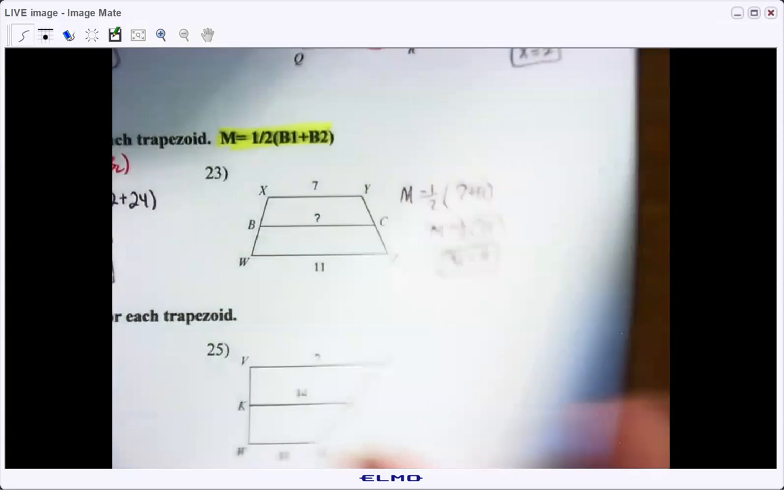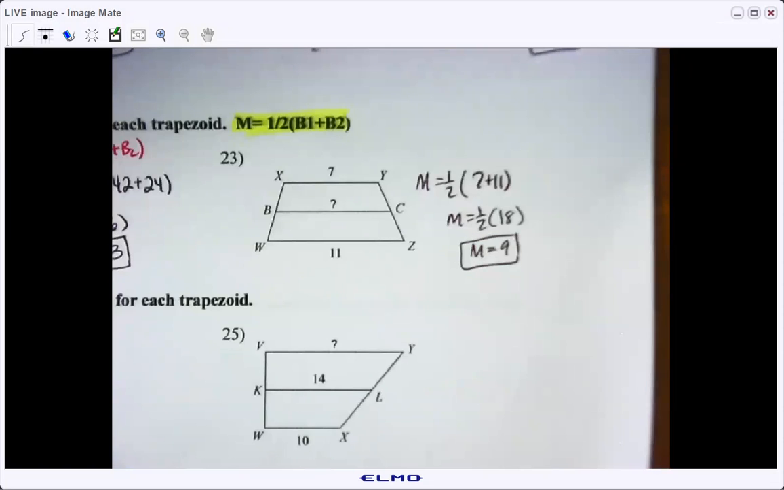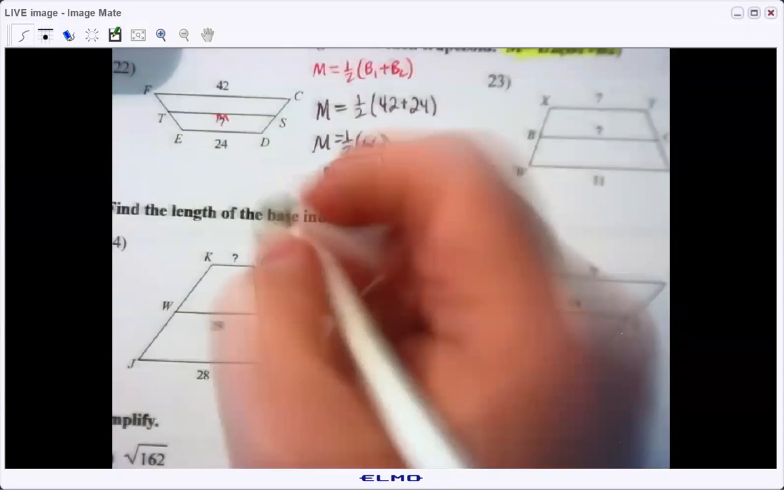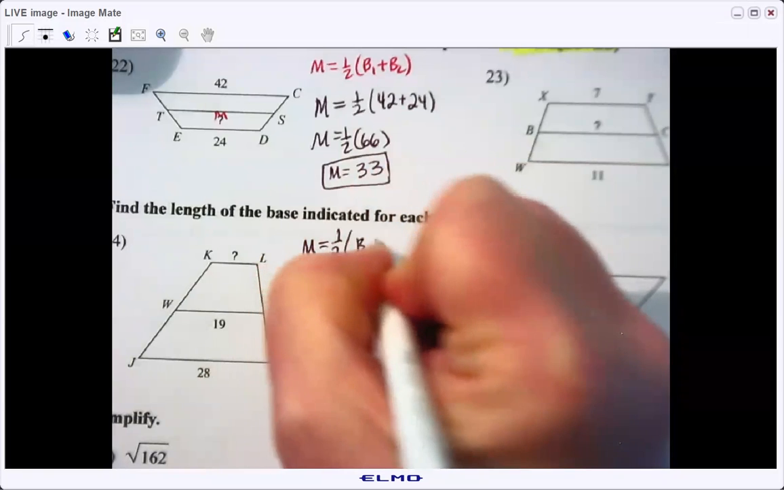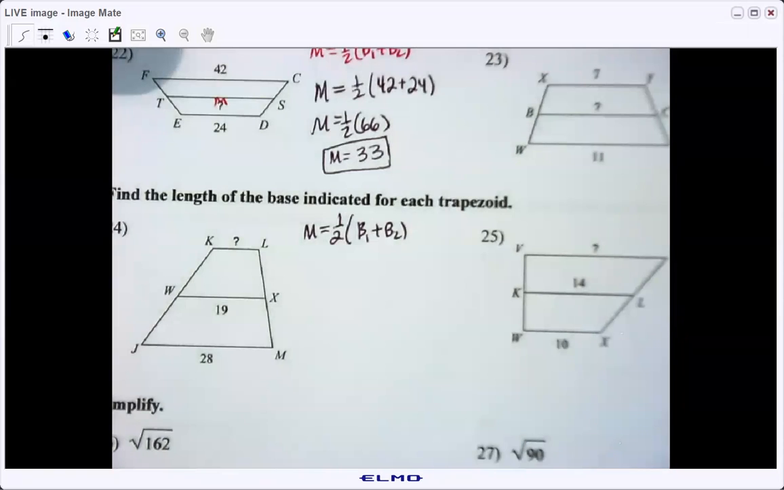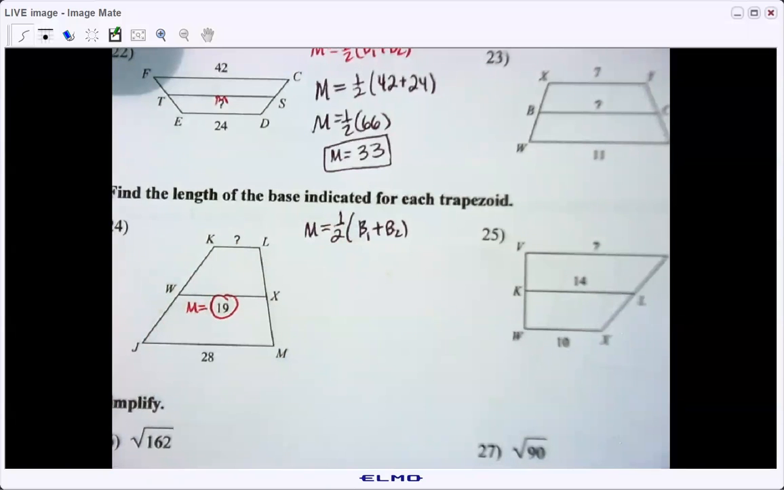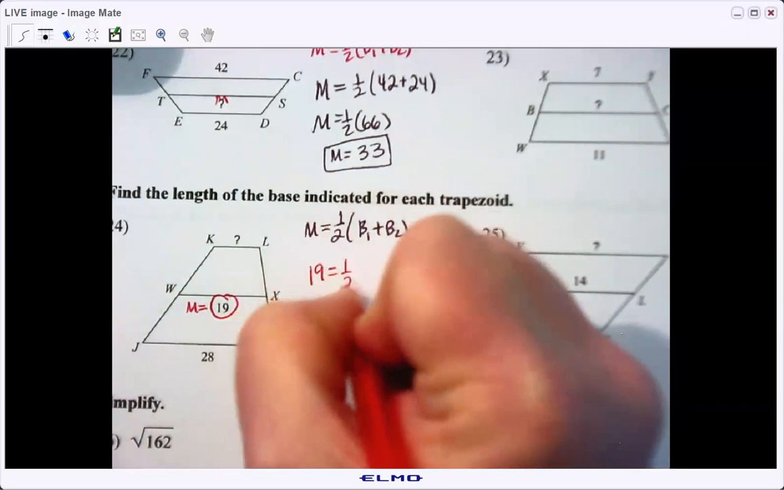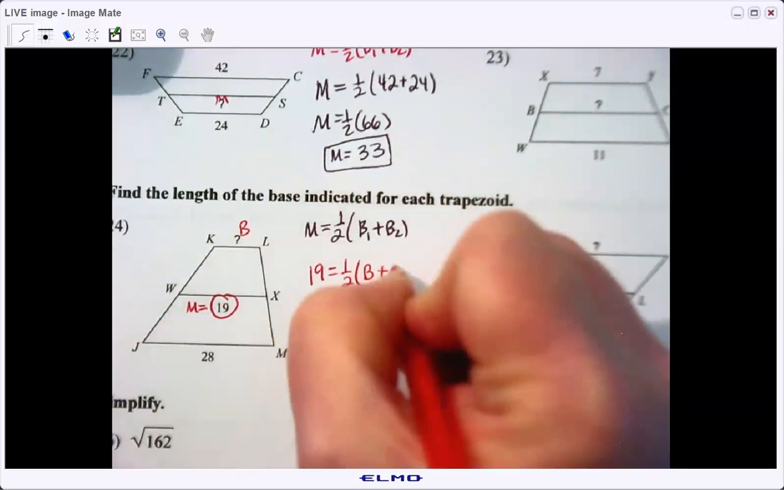Good. So number 24 and 25 use the same exact formula like we were doing yesterday. This time we're going to use it in reverse. So M is equal to 1/2 (B1 plus B2). And filling it in, this time we know that our M is 19, and it always goes on the left. So 19 is equal to 1/2 (B1 plus 28).